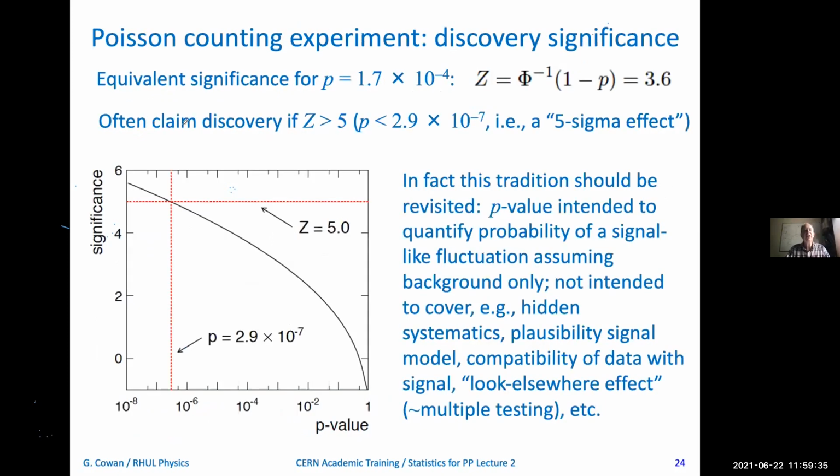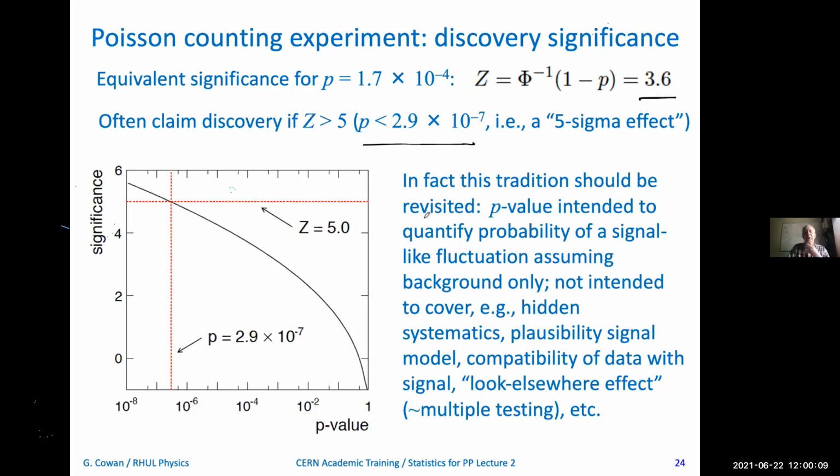And so in this particular example that we just worked out, that p-value of 1.7 times 10 to the minus 4 gave a significance of 3.6. So you would say that that was a 3.6 sigma effect. So is that enough to claim a discovery? Very often in particle physics, we would claim a discovery if you find a significance of 5 or more. That corresponds to a p-value, very low, of just 2.9 times 10 to the minus 7.